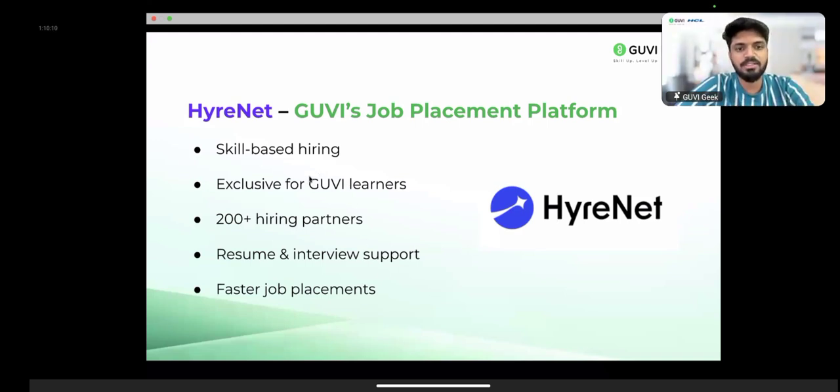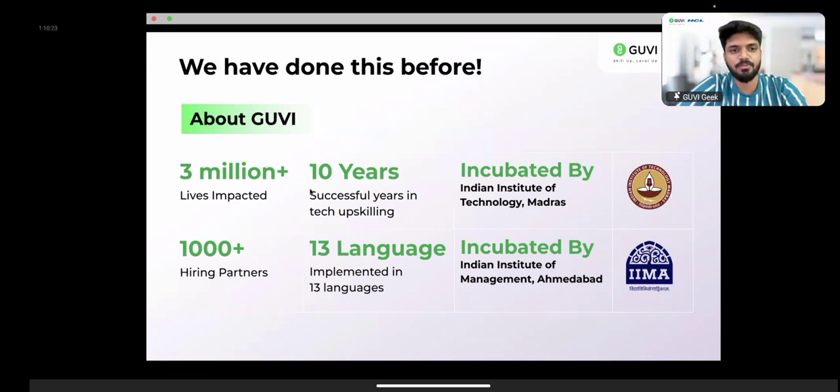You can see here, it's exclusive for our learners. There is skill based hiring, 200 plus hiring partners currently posting there, and resume and interview support, all to help with faster job placement. As I already said, it's an IIT incubated institute, at IIT Madras Research Park as well as IIM Research Park.